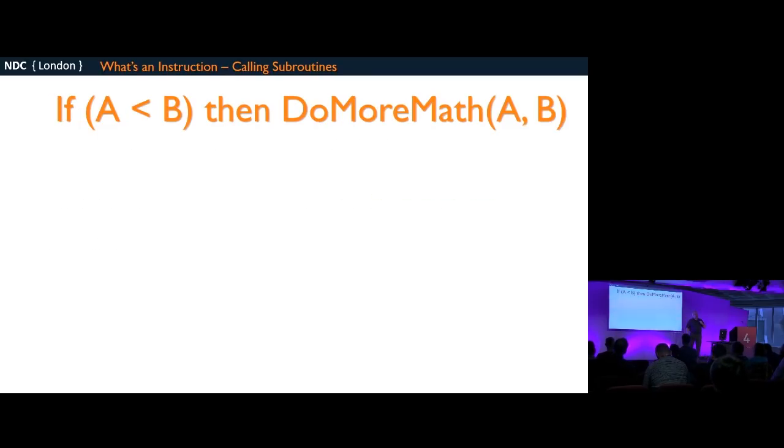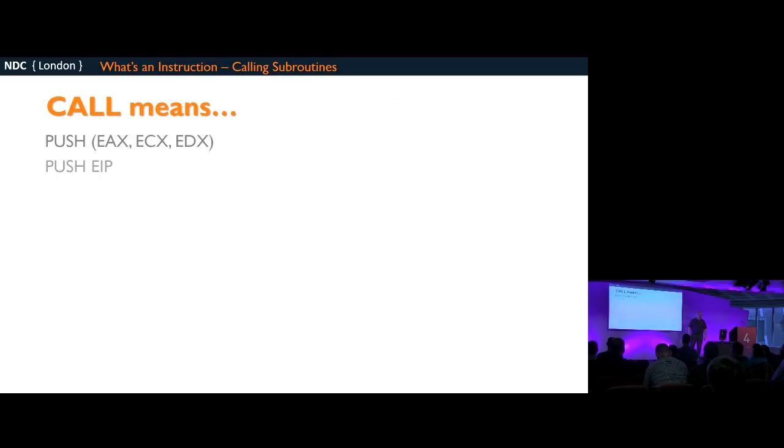When there's variables involved, it gets yet more entertaining. So let's say we want to pass our little function, do more math, and pass it A and B. To do that, we have stuff looking pretty much like it was before, just on the call statement side. But once we get to right here, after we've moved the stack pointer and dealt with this stuff, we start pushing more things on the stack.